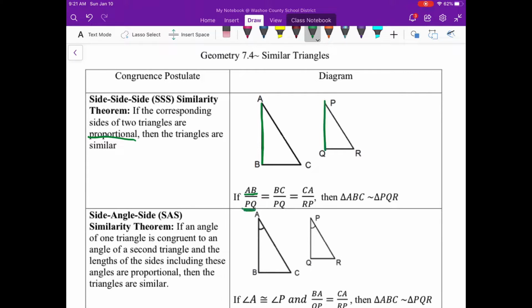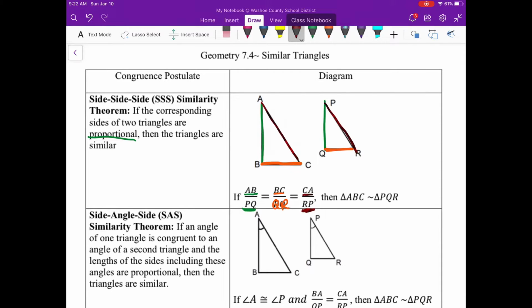So in this picture here, I'm comparing the side AB right there with the side PQ, and I'm setting a proportion, so I'm setting it equal to the other set of corresponding sides. BC would correspond to QR, so that's wrong. Let's fix that in your notes. And then CA would correspond to RP or PR right there.